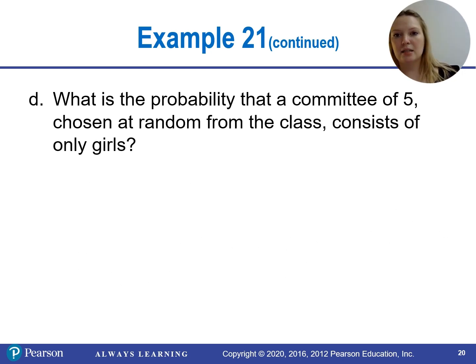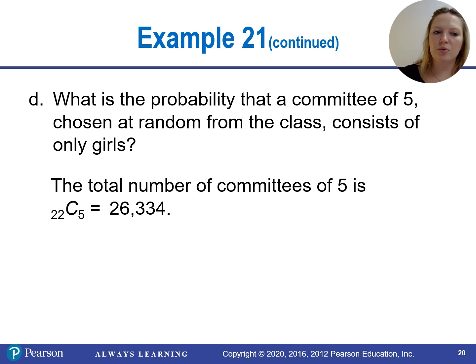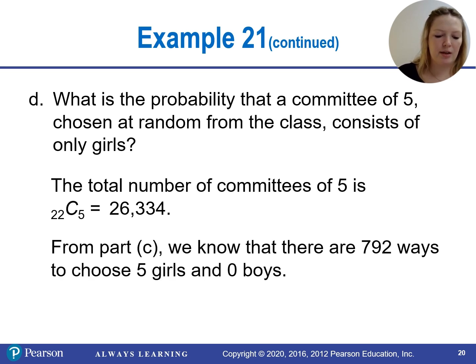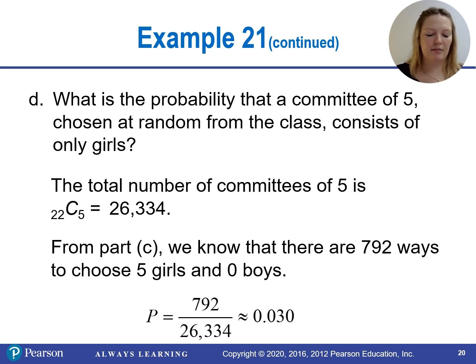Then we might ask, say we chose this committee at random, what's the probability that it was all girls? Again, we know the total number of possible committees is 22 choose 5, or 26,334. And from part C, we know that there are 792 ways to get a committee of 5 girls. So the probability of getting an all-girl committee would be 792 divided by 26,334, or just around 3%. So it's a lot less likely that you would get a committee of all girls if you chose it at random. And that is all I have for you today.